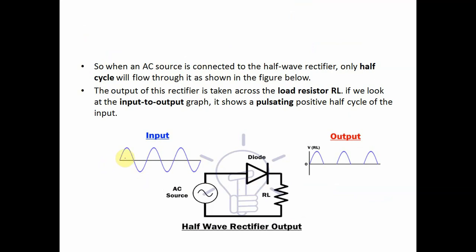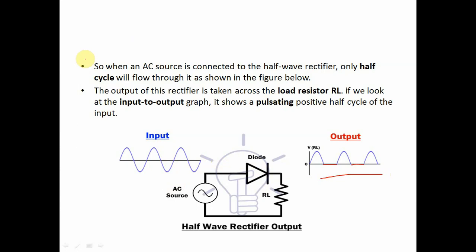Again, during the positive half cycle, the diode acts as forward bias, so there is current flowing through the circuit and the output is taken across the load resistance RL. During the negative half cycle, the diode acts as reverse bias, so there is no current flowing through the circuit. In this way the output is taken across the load resistance RL.